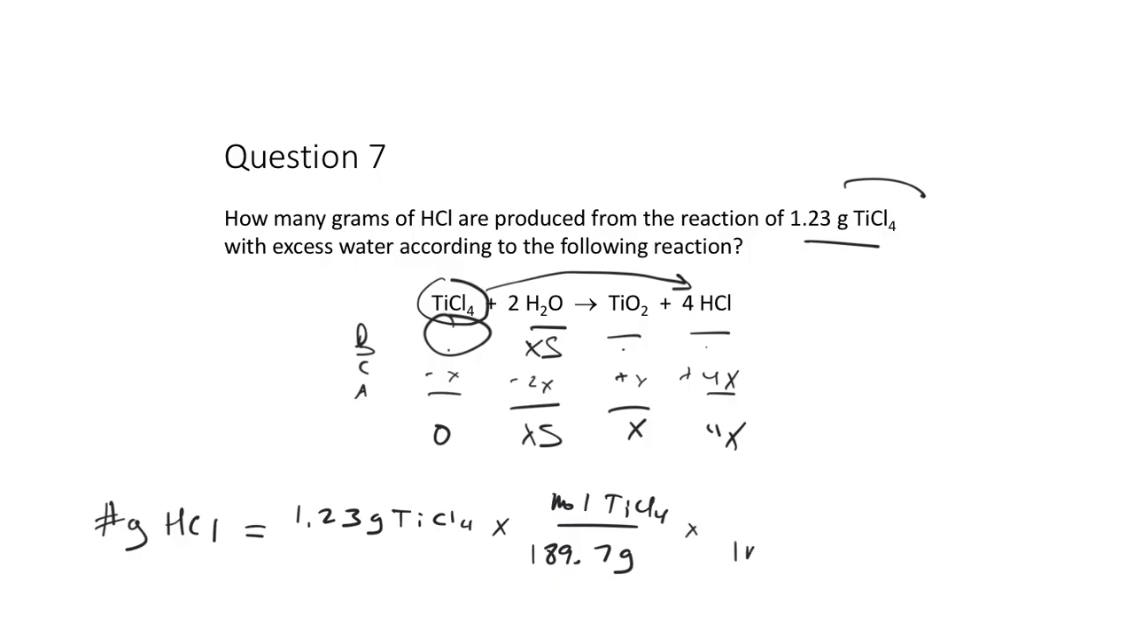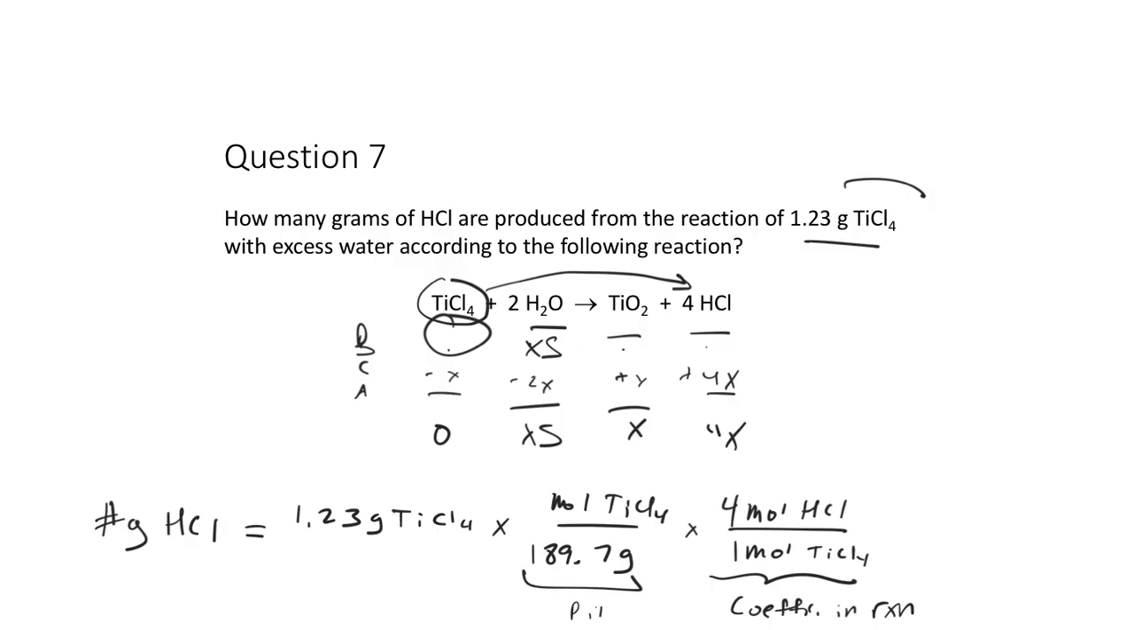And then for every 1 mole of TiCl4, I produce 4 moles of HCl. These are coming from the coefficients in that balanced reaction. This is coming from the periodic table. And then we go back to the periodic table. 1 mole of HCl is 1.008 grams per mole hydrogen plus 35.45 for chlorine. So that's 36.46 grams.